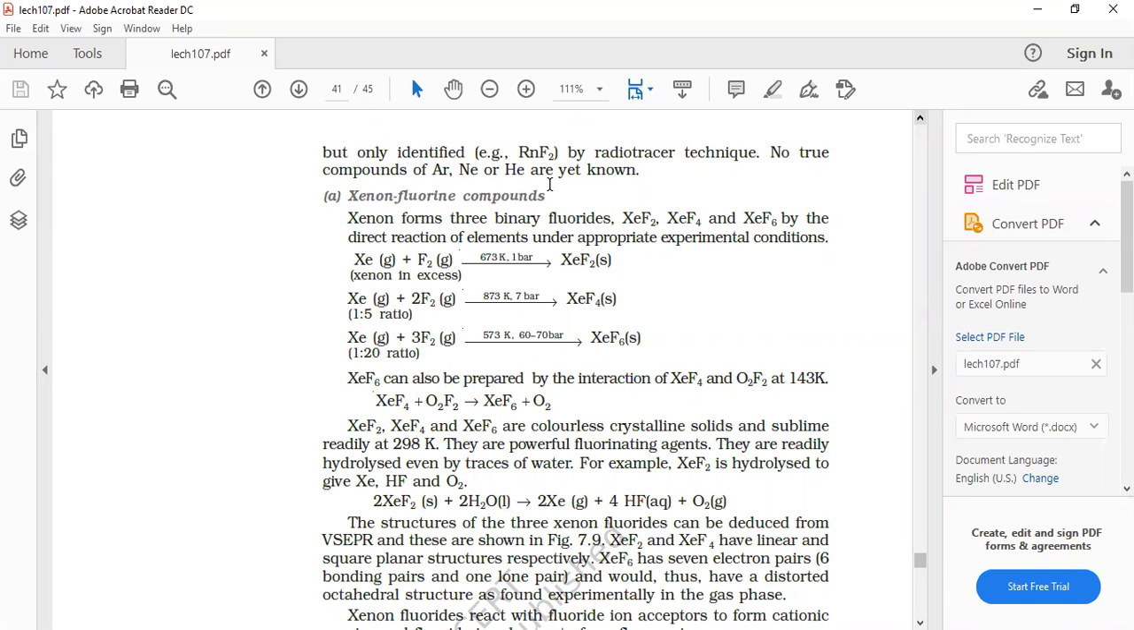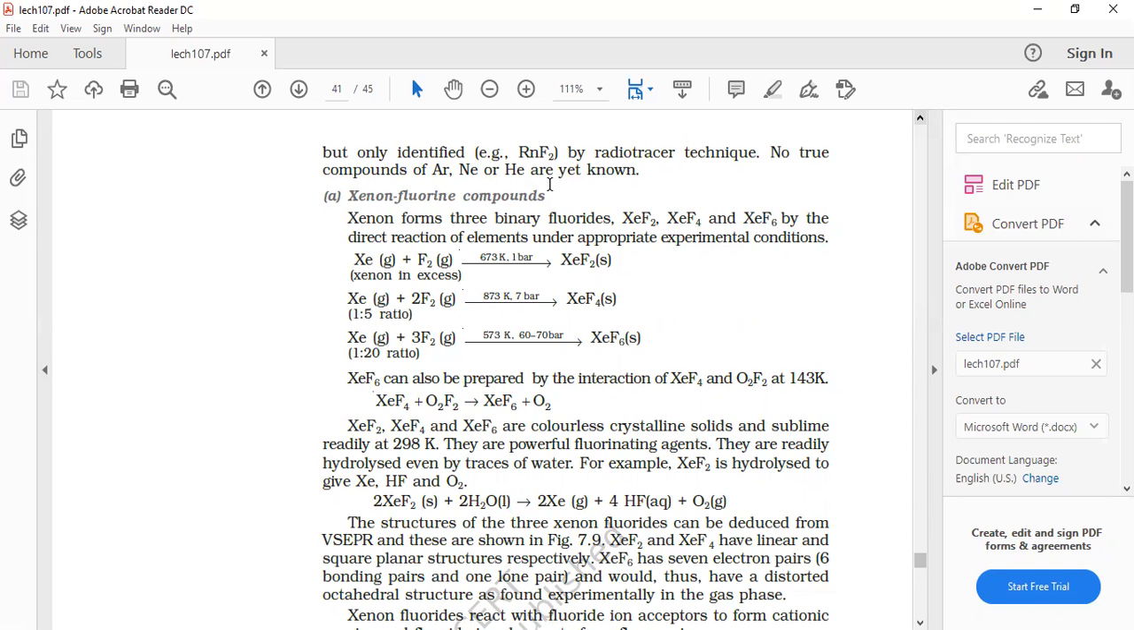They are readily hydrolyzed even by traces of water. Even if there is only a little water, they will easily hydrolyze. Okay, and give xenon, hydrogen fluoride and oxygen gas. See the equation. When xenon fluoride reacts with water, it forms xenon, hydrogen fluoride and oxygen gas.